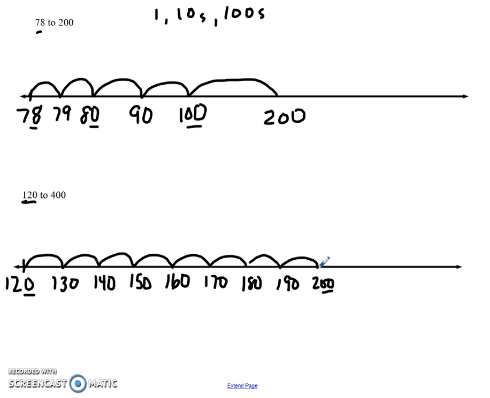So from 200, counting by 100, I get to 300, and then I get to 400. Notice again, my jumps on the number line when I count by hundreds are bigger than my jumps on the number line when I was counting by tens. Okay, we'll take a look at one more example.